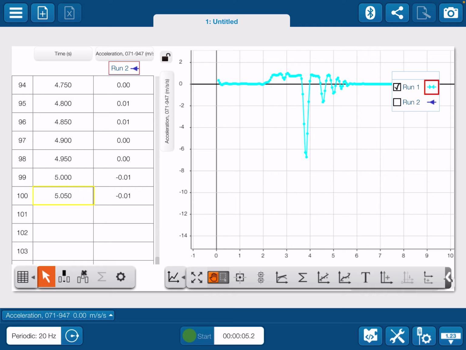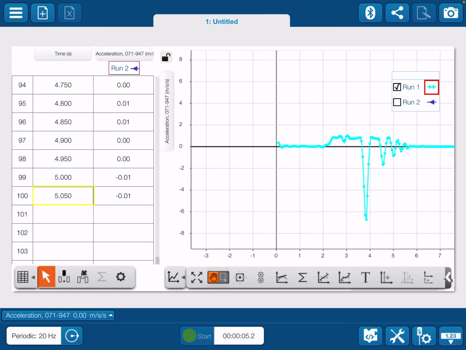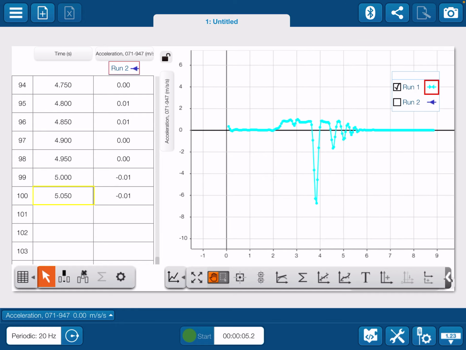To analyze or look at your acceleration graphs. This is a very specific graph for the Pasco ultrasonic motion sensor, but a lot of your acceleration graphs might look the same, so this may be applicable to those as well. So this is a typical run here.